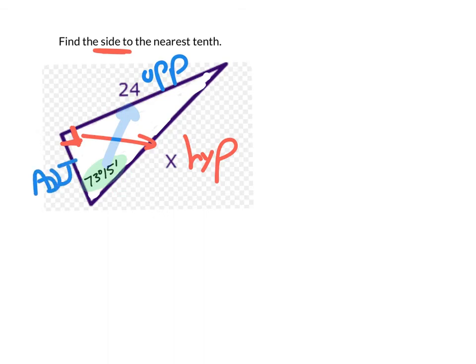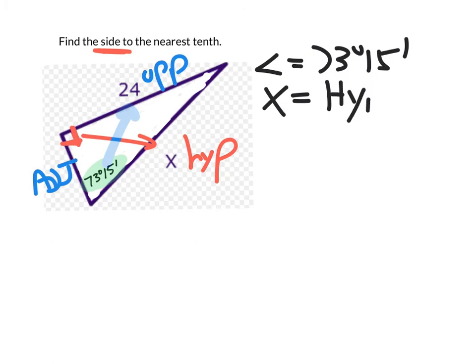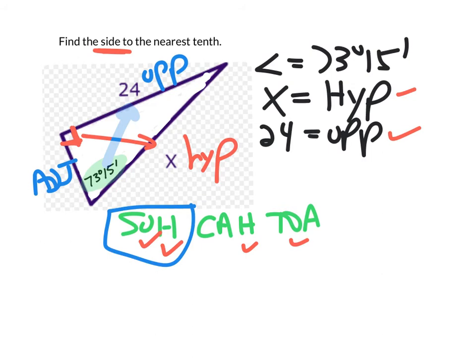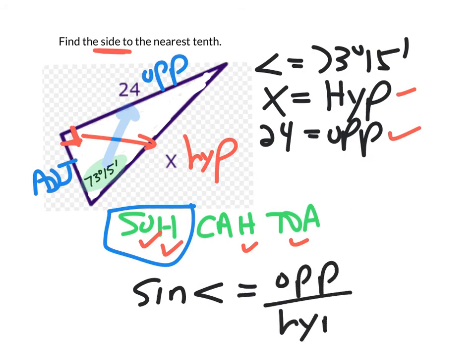So in this problem, you're given the angle is 73 degrees, 15 minutes. I know x is the hypotenuse, and I know 24 is the opposite. Since we're using a right triangle, we're going to use the SOHCAHTOA rule, and we try to figure out which of the three trig functions we have enough information to use. Here we have the hypotenuse, so I'll check off the H's. Here we have the opposite, so I'll check off the O's. Once again, the trig function we're going to be using is sine. So I'm going to write out my rule. The sine of the angle equals the opposite over the hypotenuse.